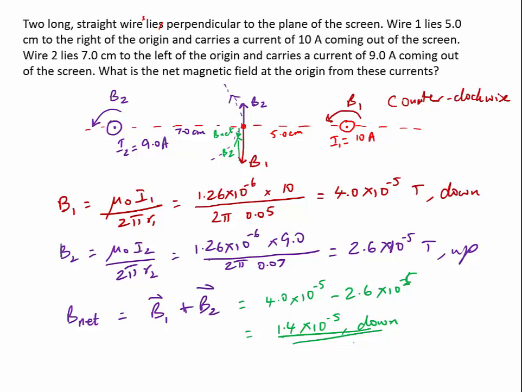Now let me show you a little bit of a different case with the same numbers. So instead of those wires lying like they were, what if I had I1 still lying where it was, 5 centimeters to the right of the origin, carrying a 10 amp current. And then I2, instead of lying left of the origin, I'm going to move it above the origin. So it's going to be over here, 9 amp, and let's say it lies 7 centimeters above the origin. And my intent is still the same. I want to figure out the net magnetic field at the origin.